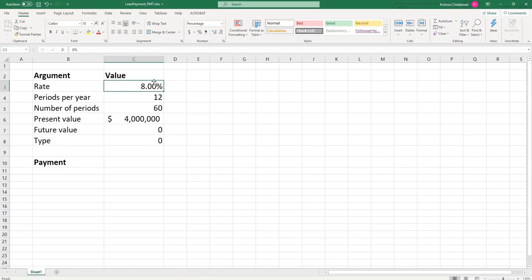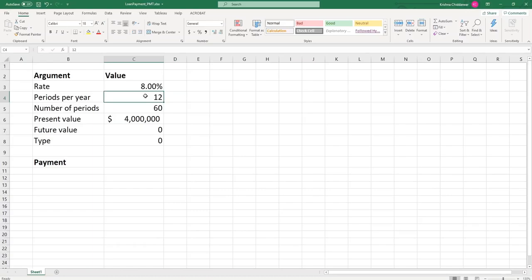Next, you need to know the number of payments you're going to make per year, called the periods per year, and I have that in C4. The number 12 refers to a monthly cycle, but you could also pay quarterly. In that case, you would have 4 payments to make in a year. Semi-annually means 2 payments per year and annually means 1.